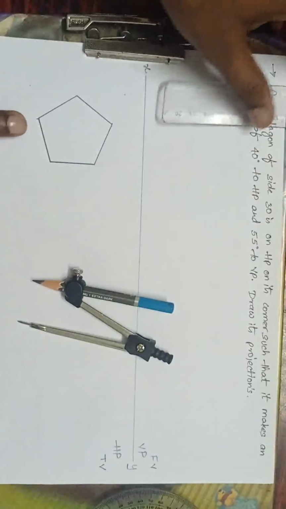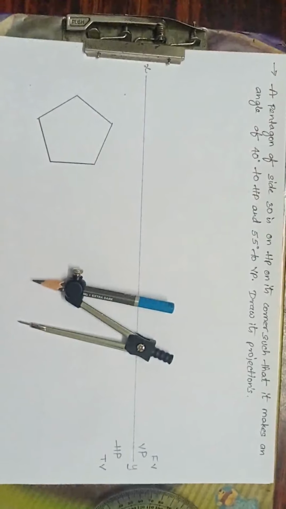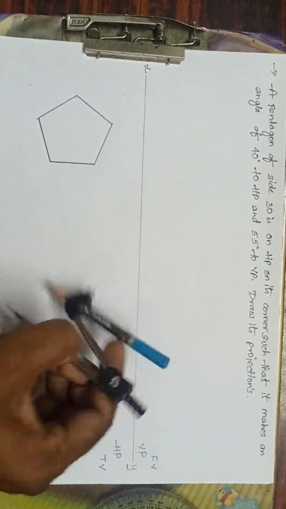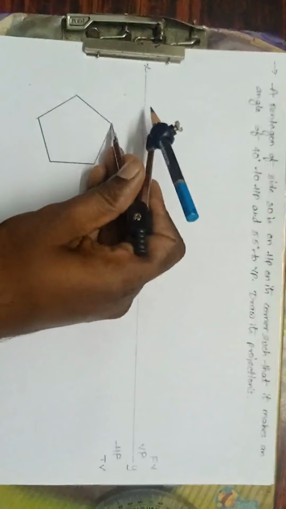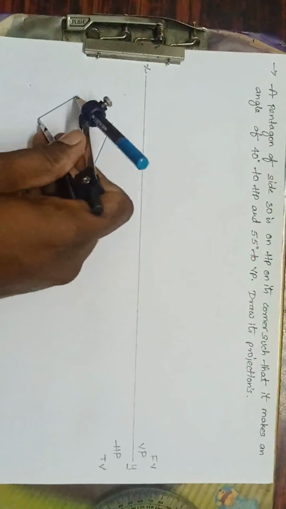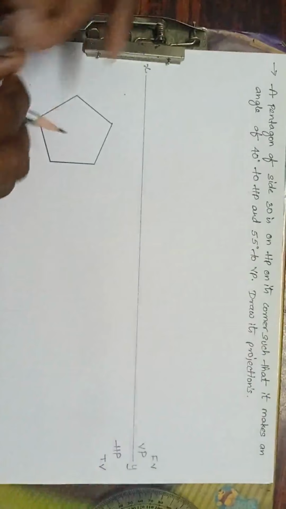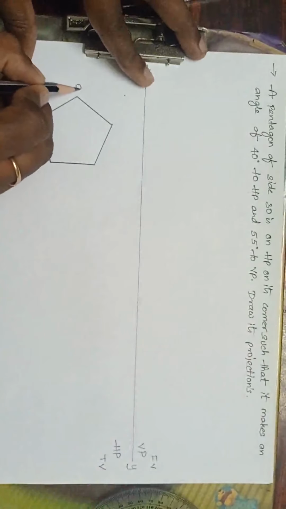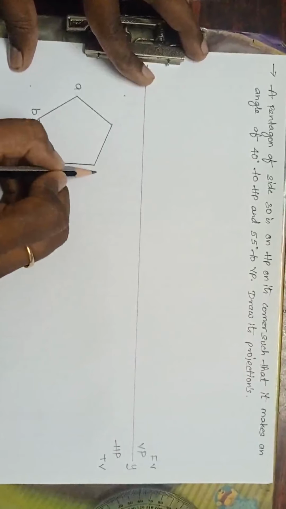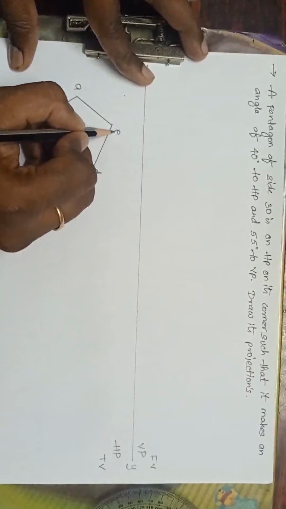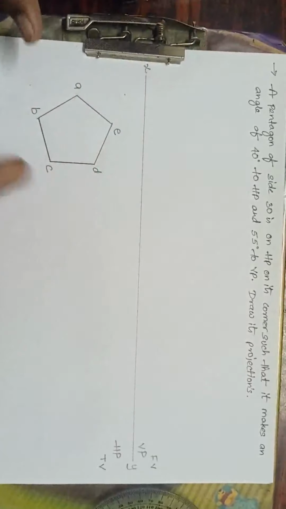What I'll get? I'll get pentagon. See here, I have got pentagon. Okay, now what to do? See here, I am taking this length, this as a corner, cut here, and this as a corner, cut here. I'll get pentagon. Now name this pentagon. This is A, this is B, this is C, this is D and E, because the pentagon has 5 sides.